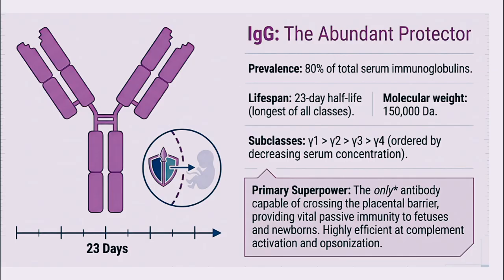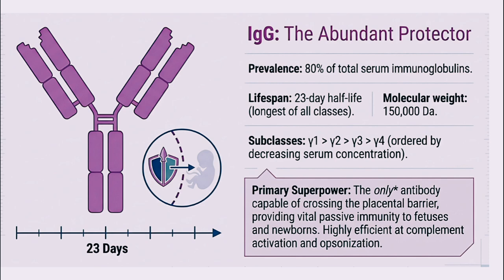So you see IgG, it is also known as the abundant protector. In terms of prevalence, IgG is approximately 80% of total serum immunoglobulins. If you see the lifespan, it is the longest of all the classes, with a 23-day half-life. The molecular weight is around 150,000 Dalton. And there are also subclasses, but we will not go into the subclasses here.